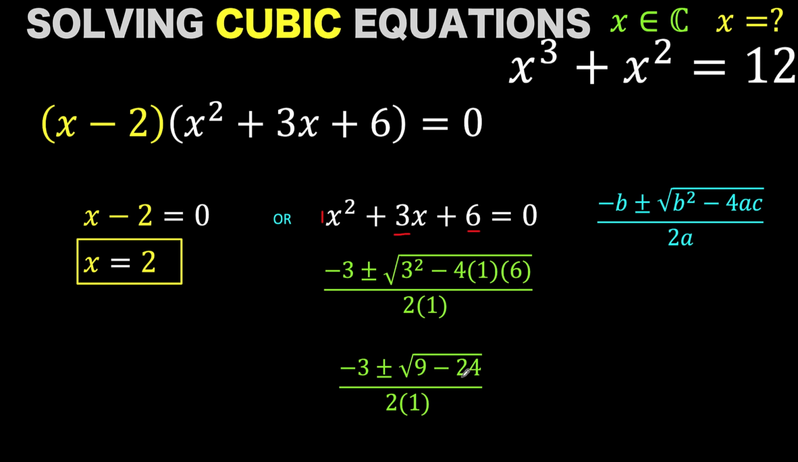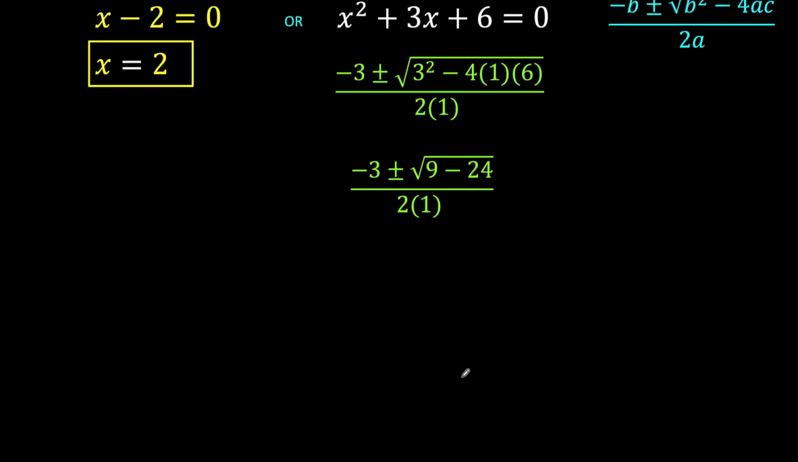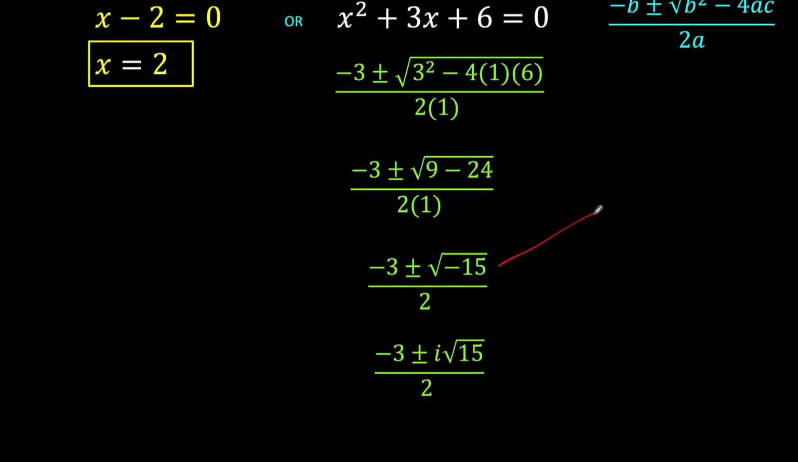But 9 minus 24 is a negative number under the radical sign, which resulted to an imaginary number. So we can write this as the square root of 15 times i, or i times the square root of 15. That is because this negative 15 can be written as negative 1 times 15, and that is under the square root symbol. And the square root of negative 1 is now this i, and the square root of positive 15 is this part.